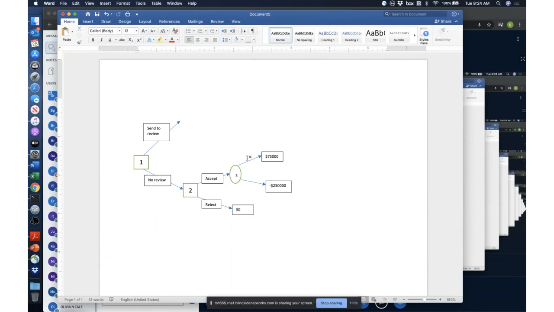Now, here again, there are probabilities for this. There is a 65-35 chance that the manuscript will be successful. This is assuming that you don't send the manuscript out for review. There is a 65% chance that the manuscript will be successful, and a 35% chance the manuscript will not be successful. That is this part of the decision tree.